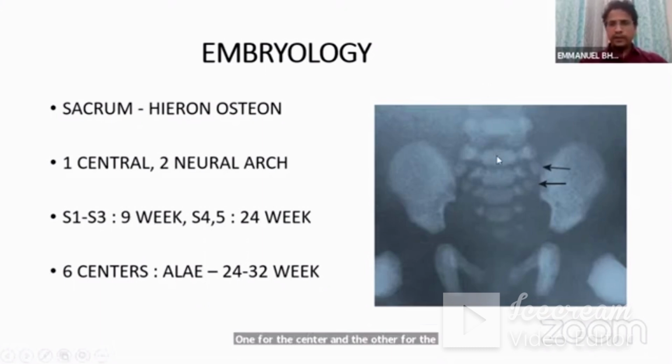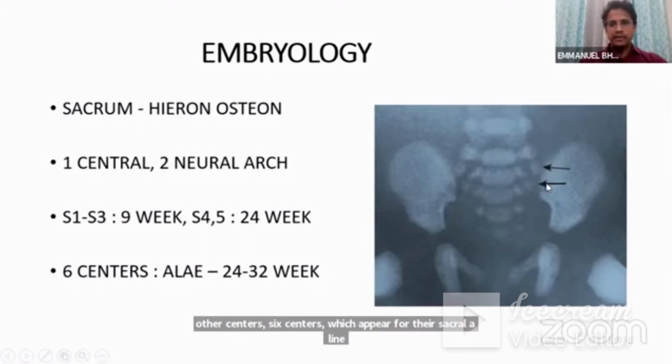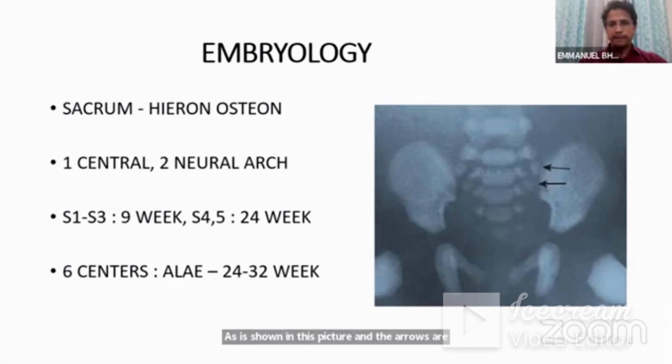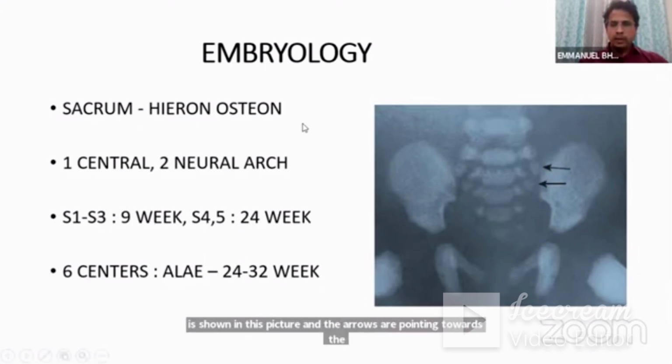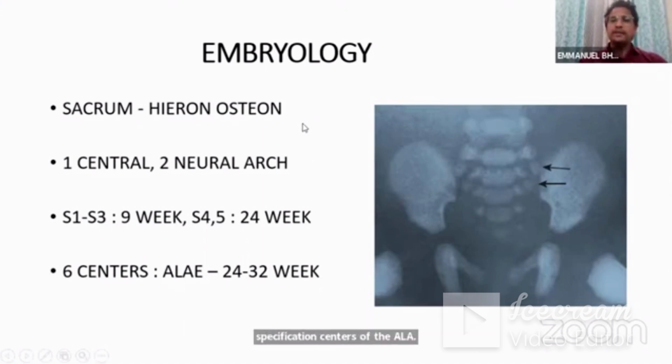For S1, S2, and S3, the ossification center appears around 9 weeks. For S4 and S5, it appears around 24 weeks. During 24 to 34 weeks, there are six other centers which appear for the sacral alae, as shown in this picture, where the arrows point towards the ossification centers of the alae. There are also accessory or secondary ossification centers for the upper and lower end plates.